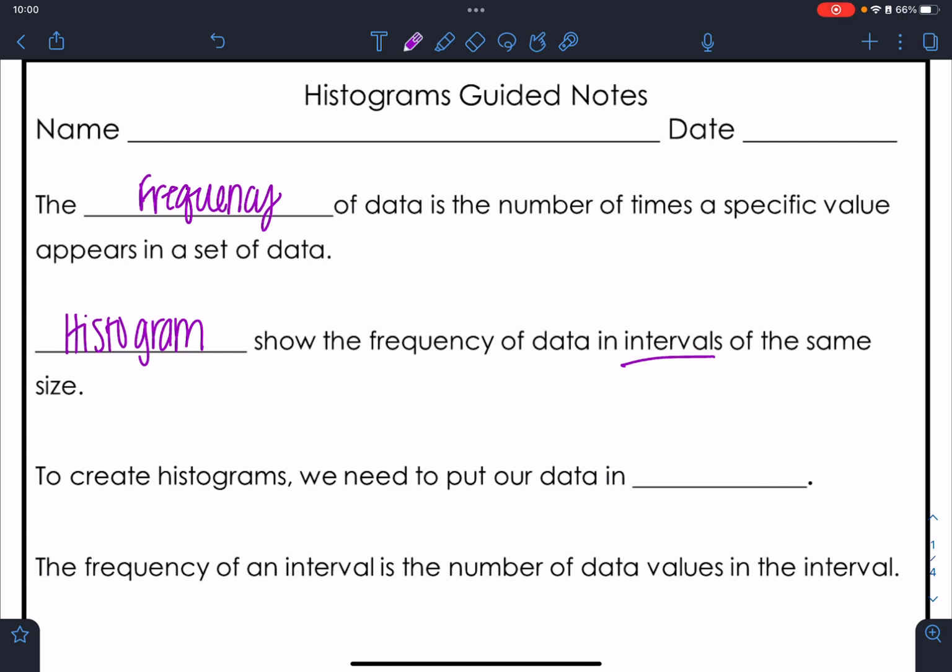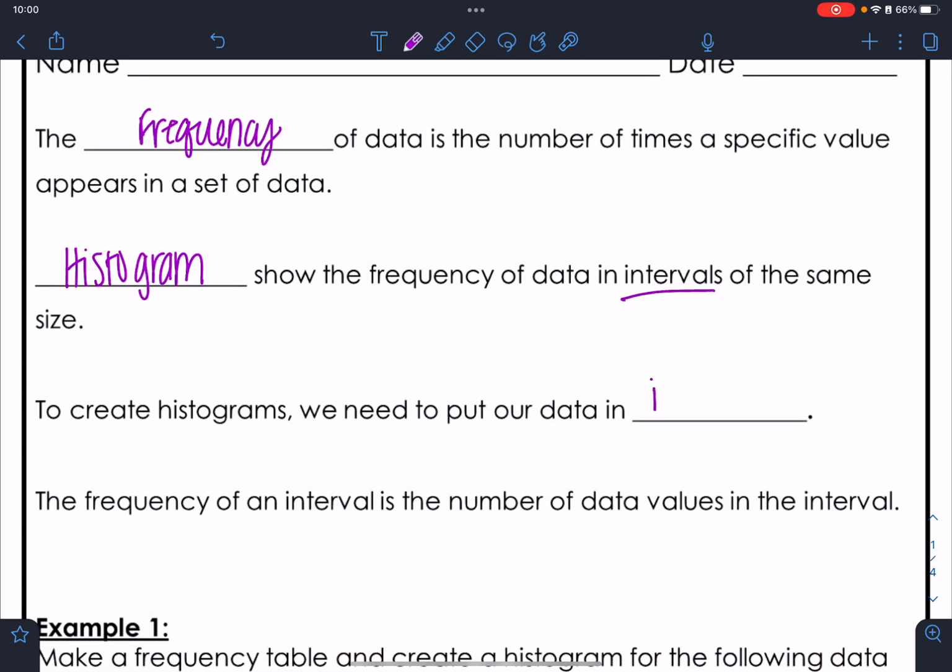And if you're wondering, what is an interval? That's going to be our last blank to fill out today. To create histograms, we need to put our data in intervals. That's just a range of numbers. And I will be giving you the intervals on the practice and on the test.